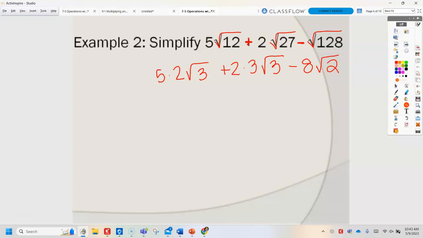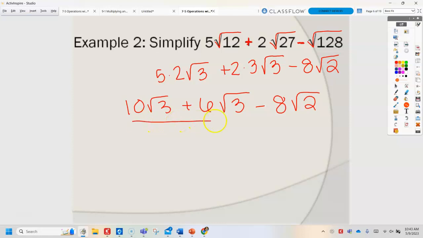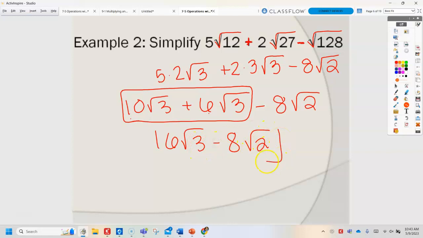So I have 5 times 2, which is 10 square roots of 3, plus 2 times 6, giving 6 square roots of 3, minus 8 square roots of 2. Does that simplified form contain any like terms? 10 square roots of 3, 6 square roots of 3. Perfect. So what we're going to do is add the 10 and the 6 to get 16 square roots of 3 minus 8 square roots of 2. Very good.